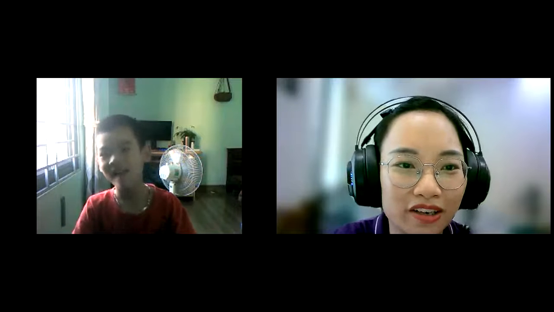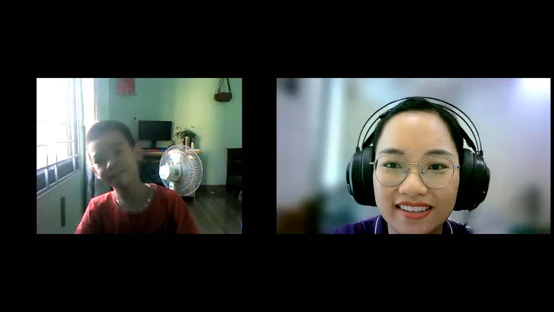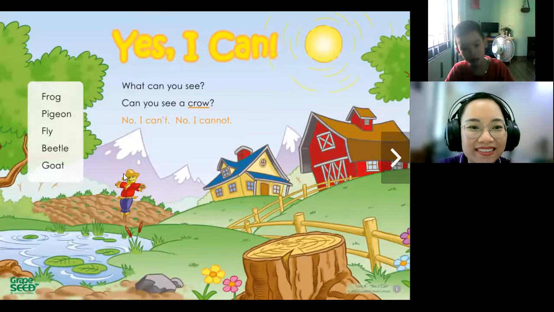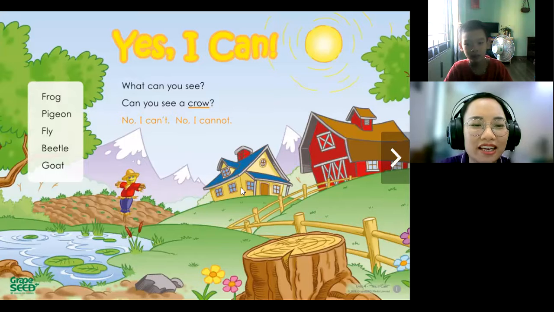Now look at this picture. So, Thomas, what can you see? Can you see a hippo? No, I can't. Good. But can you see a barn? Yes, I can. Very good.